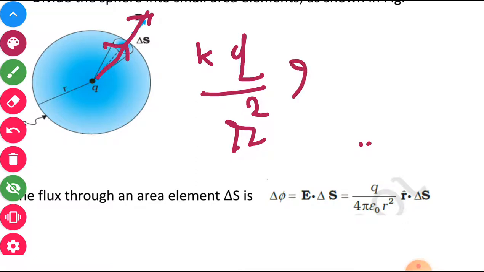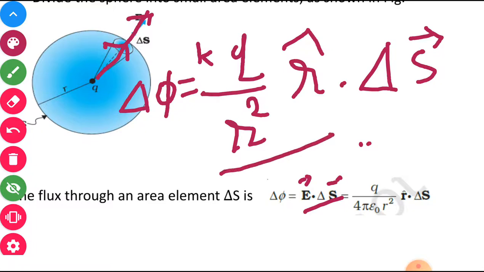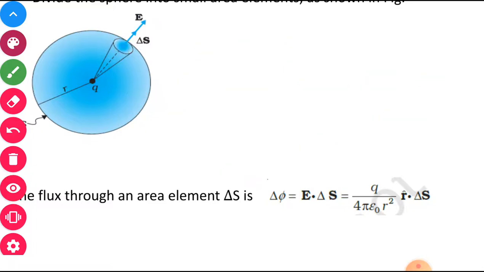So we write r cap. Why are we writing r cap? To show the direction, which is radial direction, outward direction. Dot the vector of area, that is delta S. So this will be the flux which is passing through a small area delta S. So delta phi is E dot delta S. Both are vectors. So E dot delta S is given by this equation.